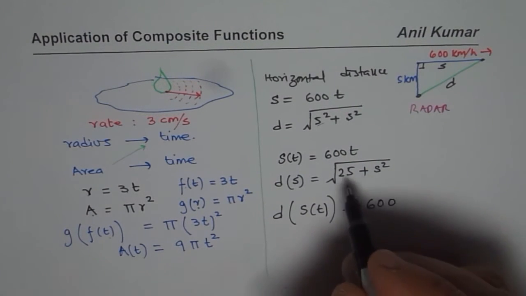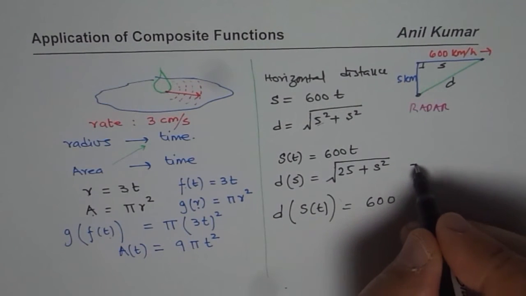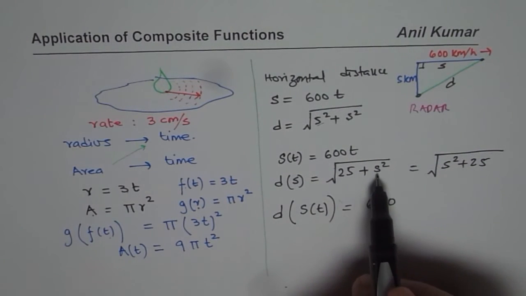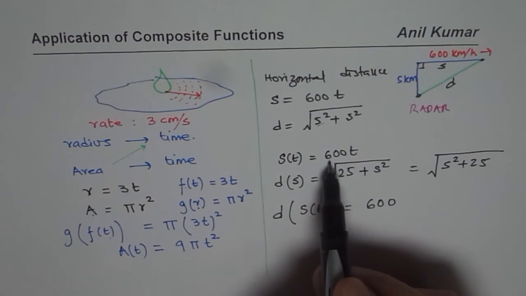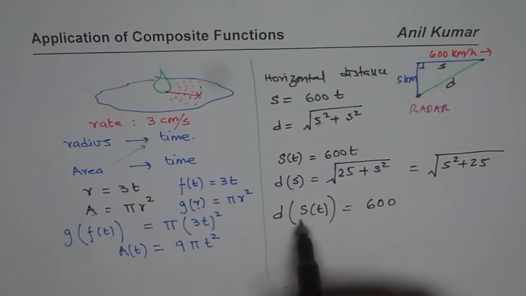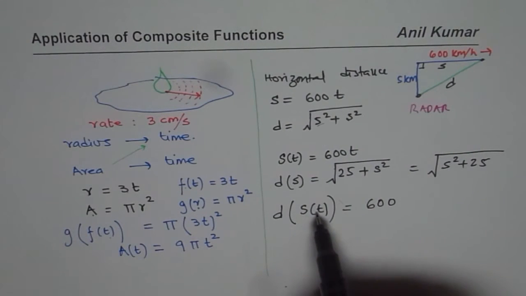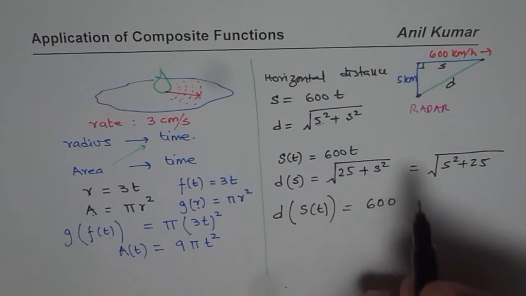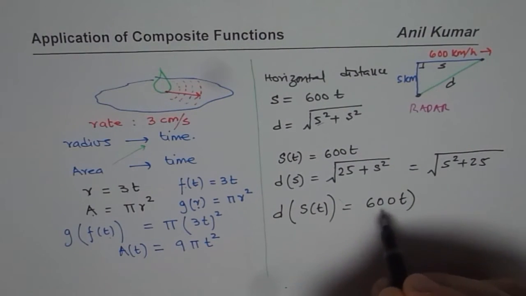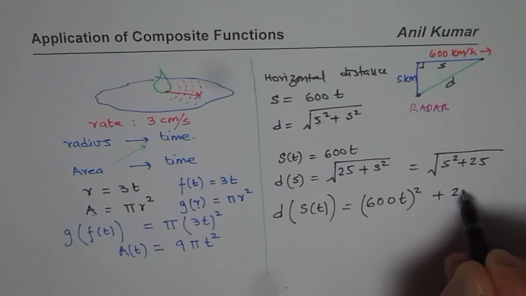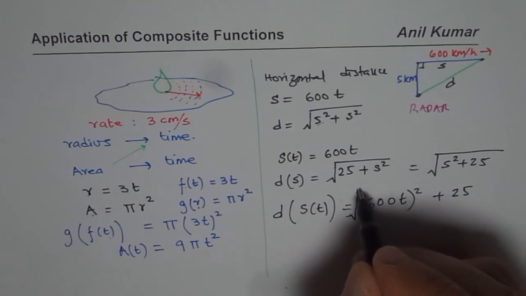So actually I should have written 25 first, but now let me rewrite this so that I can use this equation: s square plus 25. So instead of s, I'm going to write 600t. Do you see that? So that is how it works. You substitute one function into the other, right? So s is 600t, so we have 600t whole square, that is the s square, plus 25, which was 5 square, square root.